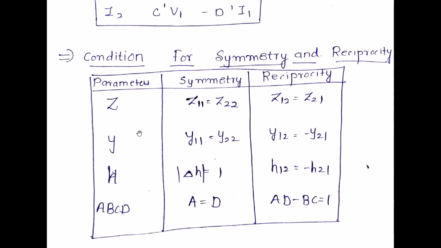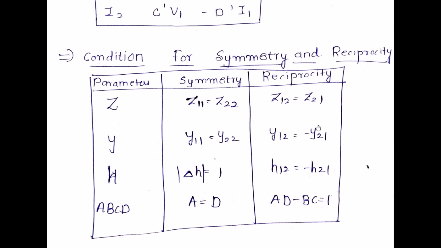When you have a Z parameter, if the symmetry condition is satisfied, we have Z11 equal to Z22, and if the reciprocity condition is satisfied, we have Z12 equal to Z21. Similarly, for Y parameters, we have Y11 equal to Y22 and Y12 equal to minus Y21. The H parameter indicates mod of delta H is equal to 1 and H12 is equal to minus H21. And the ABCD parameter indicates A is equal to D and AD minus BC is equal to 1.